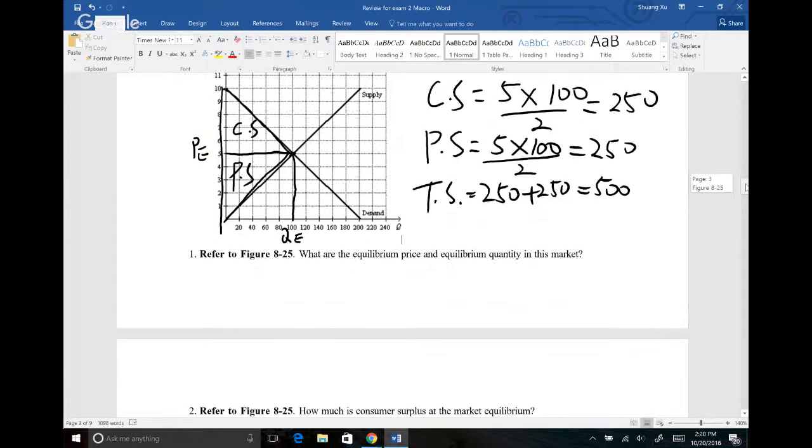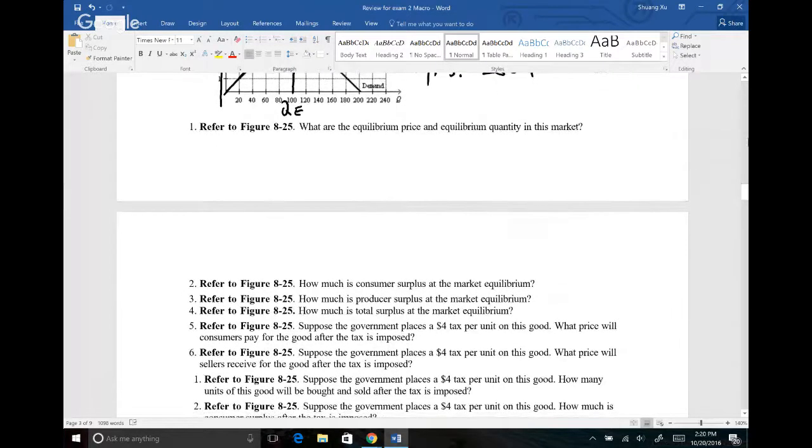All right, let me see what else it's asking for. Okay, so suppose the government places a $4 tax per unit on this good. What will be the price the consumer pays and the price the producer receives? Let me again copy this graph here.